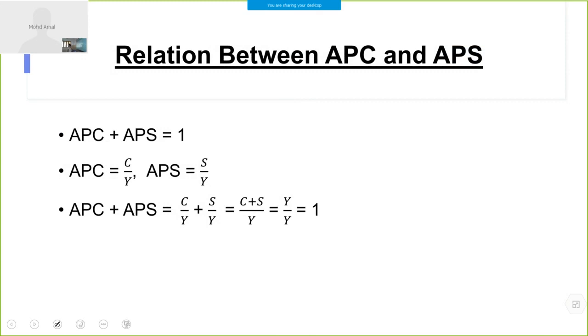Then the relationship between APC and APS. Very simple. APC plus APS is equal to 1. Instead of APC we can write C by Y. Instead of APS we can write S by Y. APC plus APS is equal to C by Y plus S by Y. That shows C plus S by Y, that is equal to Y by Y. So we are getting the sum of APC and APS is always equal to 1.